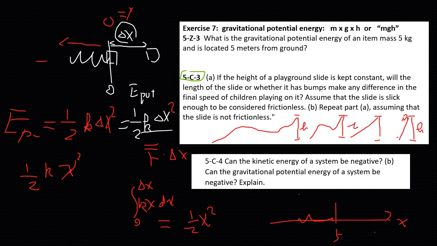All right, let's continue on this conceptual problem. If the height of a playground slide is kept constant, we look at the speed at the bottom. Will the length of the slide, or whether it has bumps, make any difference in the final speed of the children playing on it?